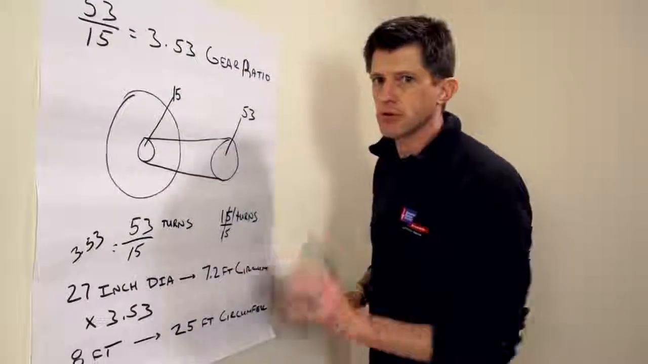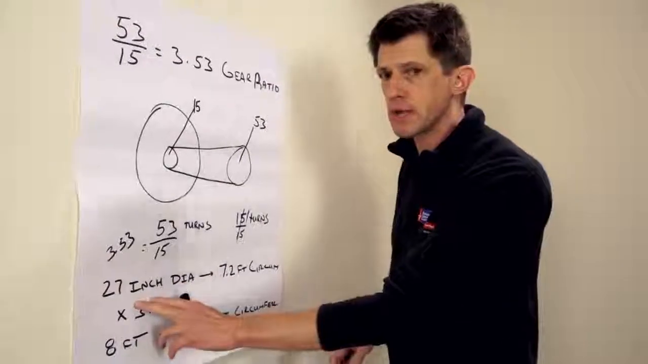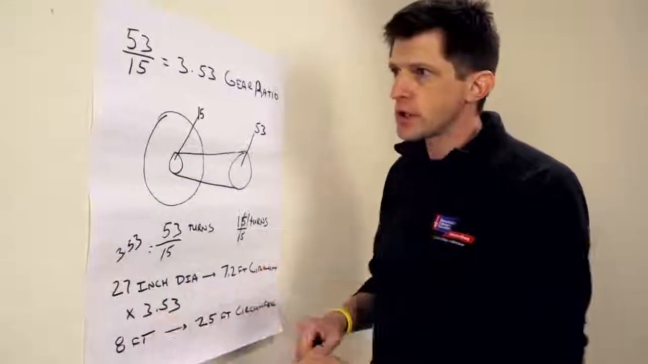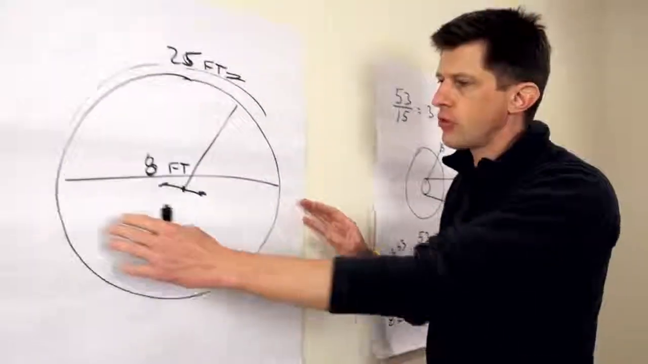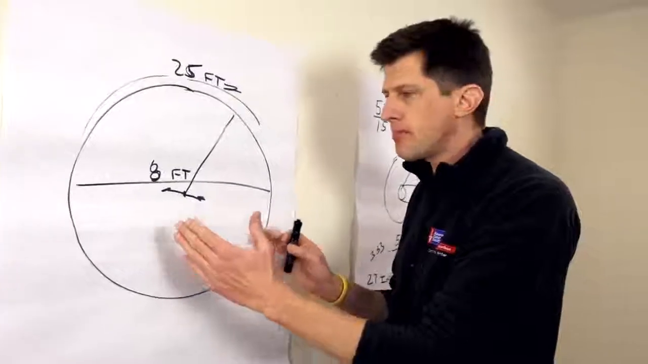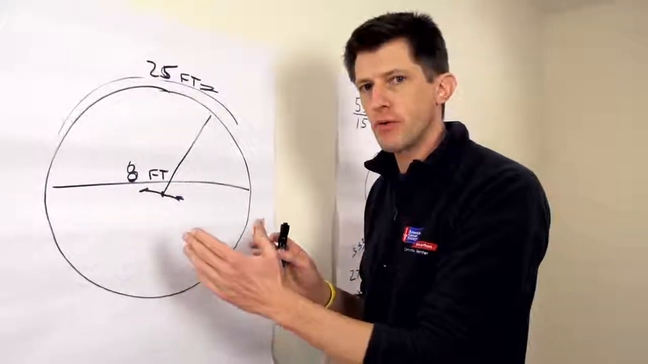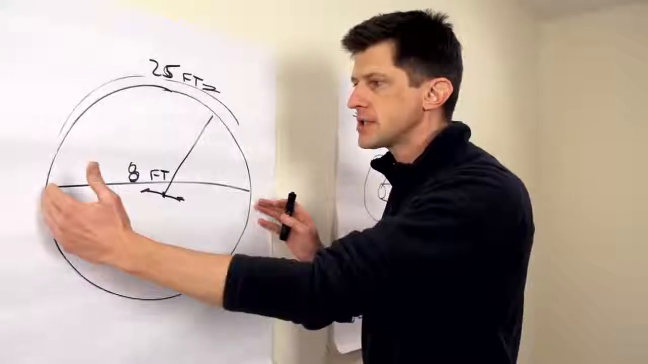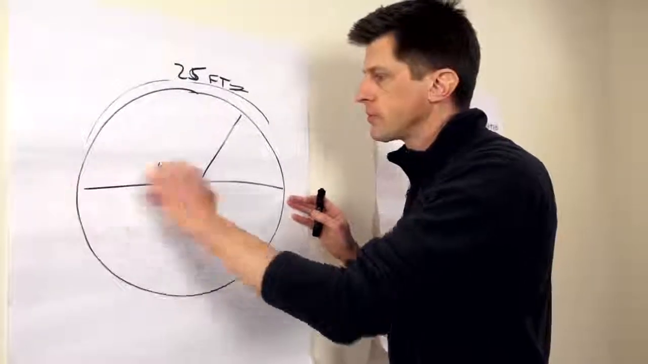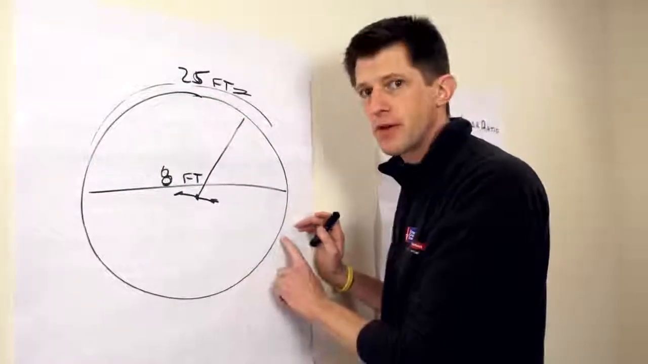But what does this gear ratio do for us on a 27-inch wheel? Well, let's look over here for a minute. I've drawn another wheel here that takes that 27-inch wheel, multiplied by our gear ratio of 3.53, and effectively has given us a wheel the equivalent of an 8-foot wheel in diameter, which has a circumference of 25 feet.